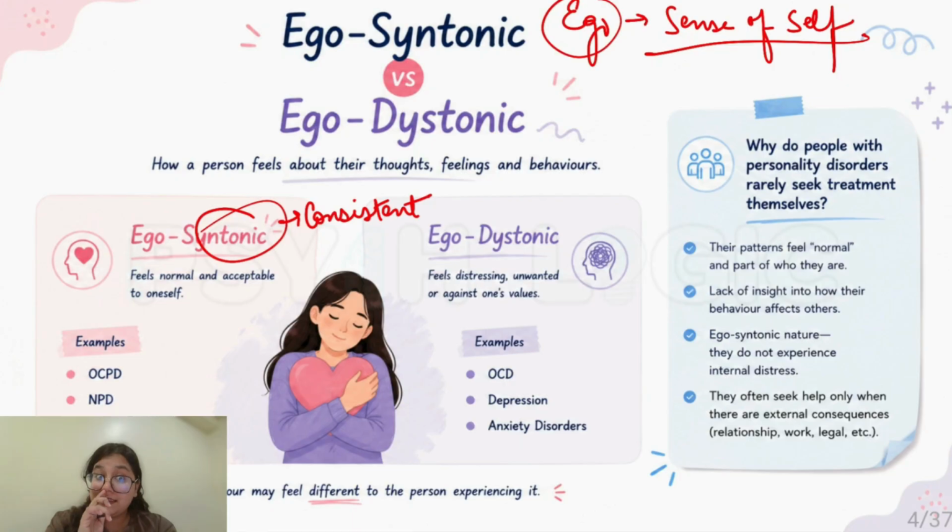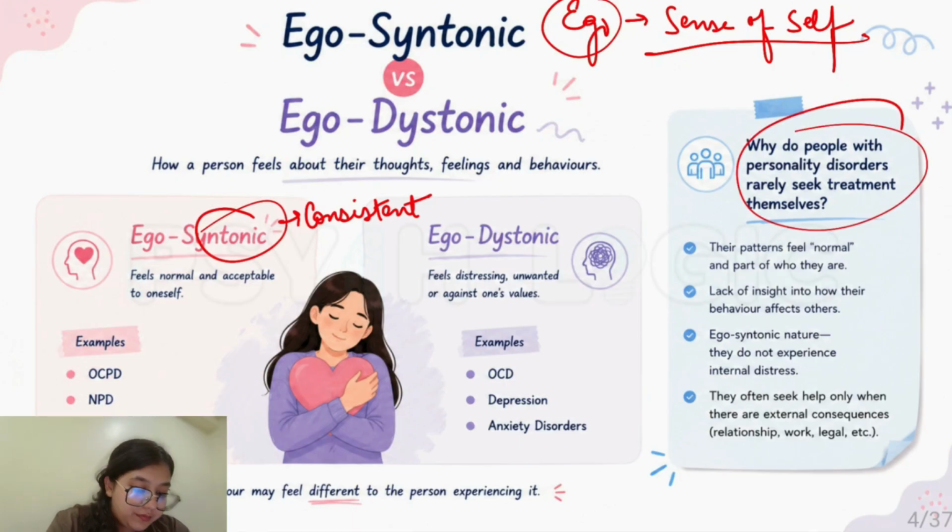That is exactly why many people with personality disorder do not come to therapy or do not seek treatment on their own. It's usually a family member or a spouse or an employer or a friend who will encourage them to seek help, because this individual often does not even see that their behavior is causing some kind of problem. In their mind, the world is the problem, they are not the problem. Okay, now let's compare this with ego dystonic.